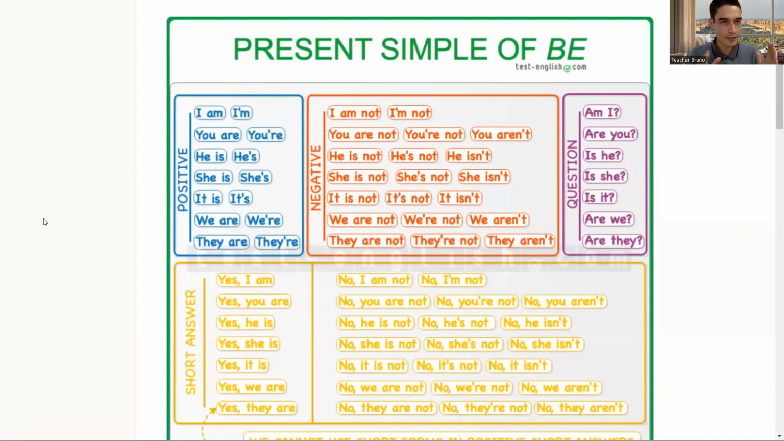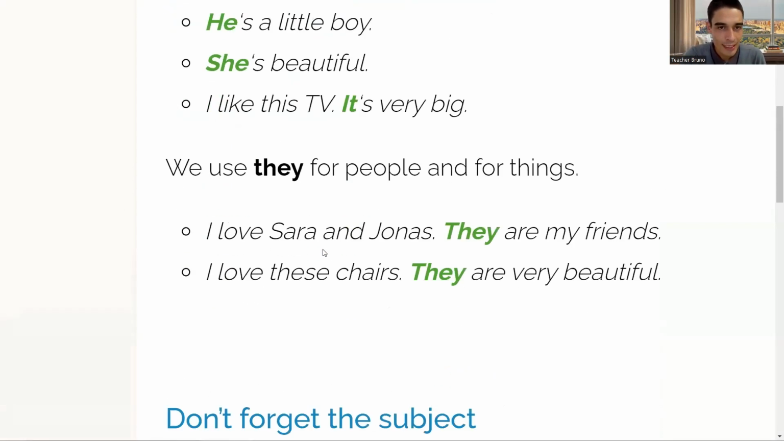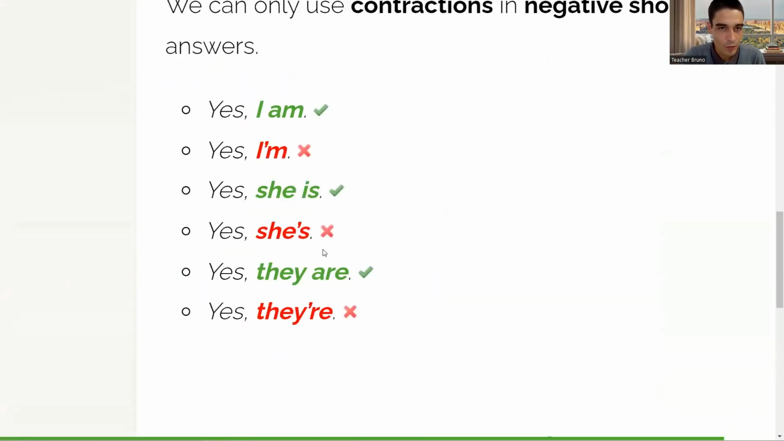The verb to be is extremely important because it's used in different contexts. And these contexts are really useful for everyday conversation. Let's take a look at some of these contexts in English.